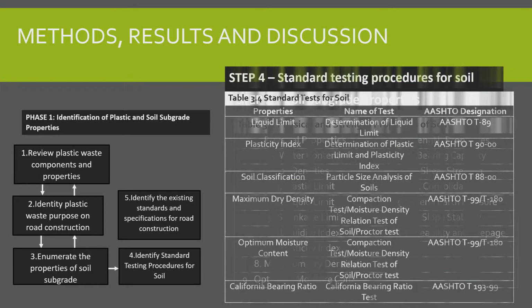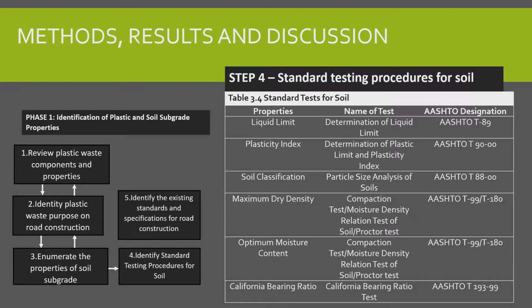For stage 4, identify the standard testing procedure for soil. The standard testing procedure for soil generally depends on the AASHTO designation or the standard testing procedure of the AASHTO. As shown on the screen, here are the following AASHTO testing procedures that need to be followed in order for us to obtain each property.